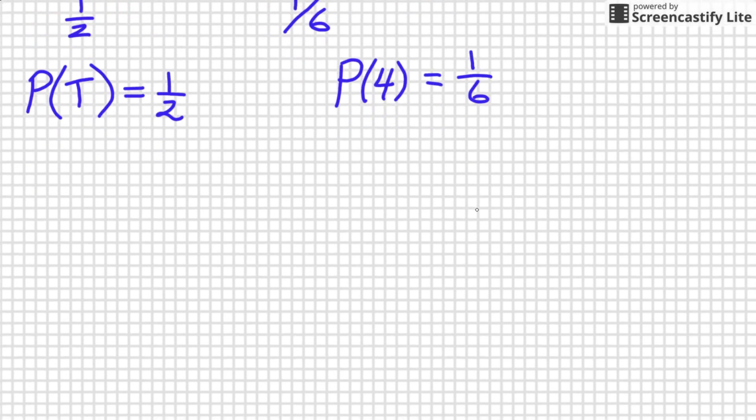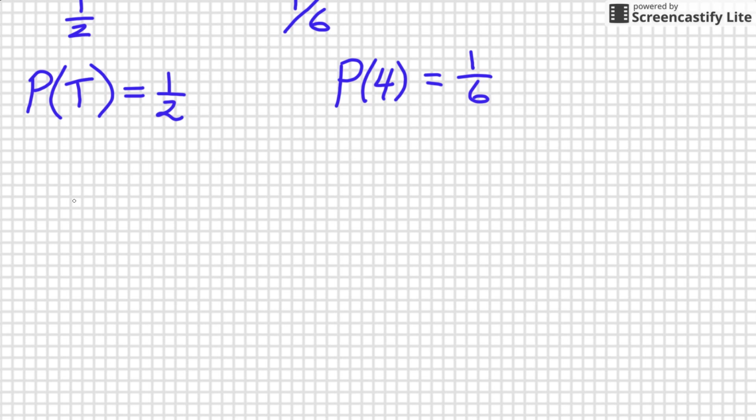So next, what I've shown you is probability of getting tails, 1 in 2, probability of getting 4, 1 in 6. What if I now said, what is the probability that when I flip a coin, I get tails, and when I roll the dice after I flip the coin, I get a 4. So we look at the probability of those two things happening.